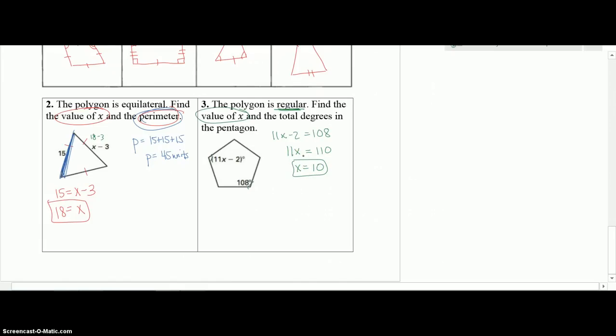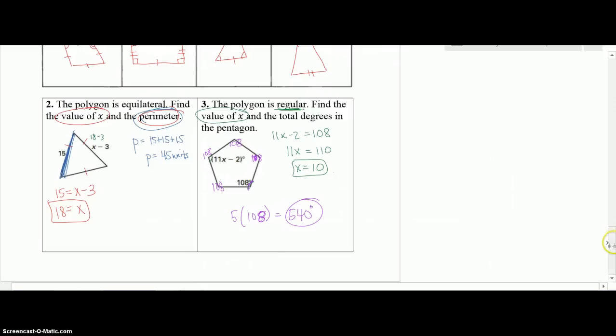So that's part 1 of your problem, and then the total degrees in the pentagon, again, can be done without even knowing the value of x, because if we know that this angle is 108, then this is 108, 108, 108, 108. So we have 5 angles that each measure 108 degrees. So we could say 5 times 108 and we get 540 degrees.